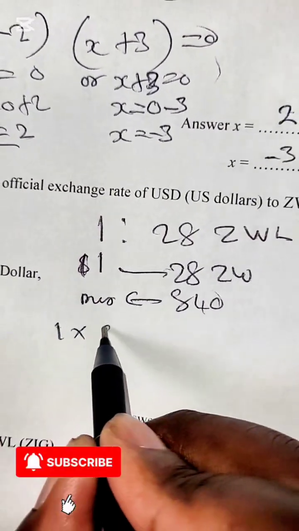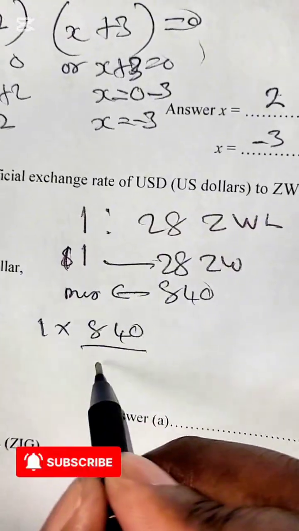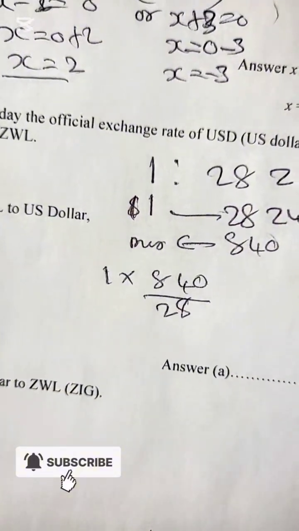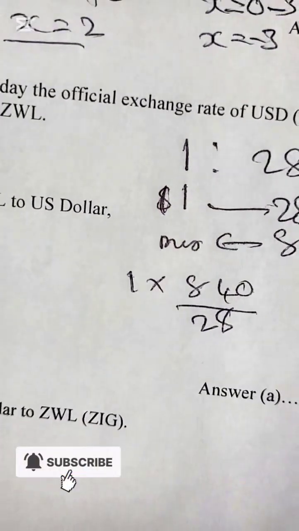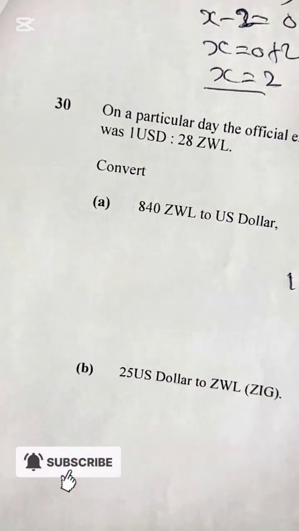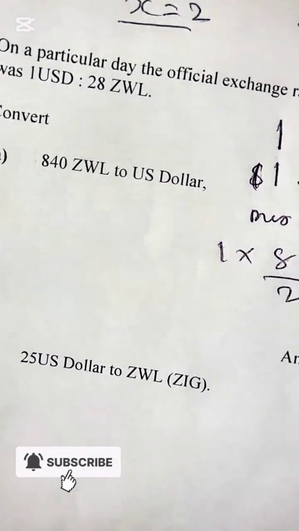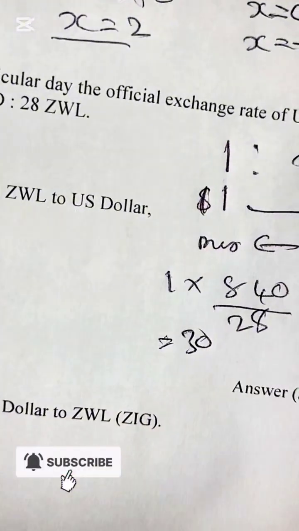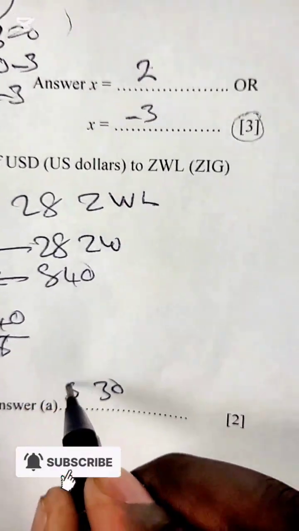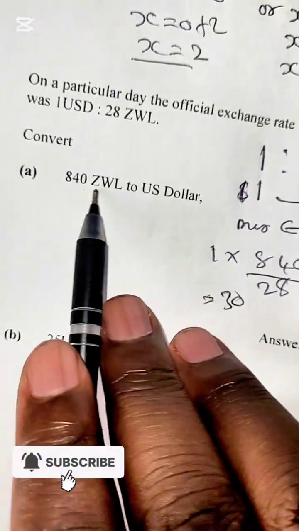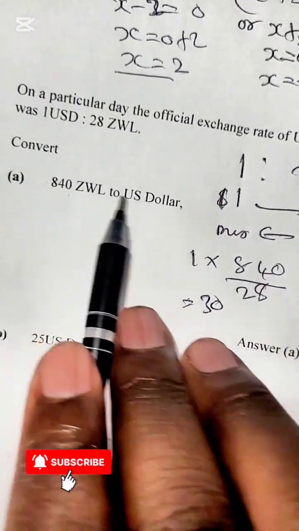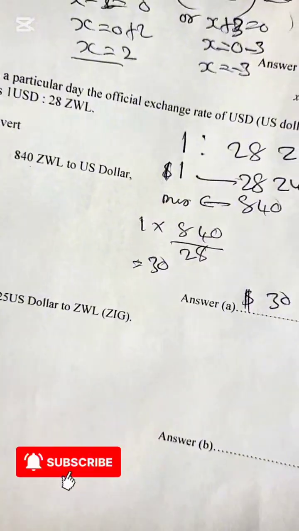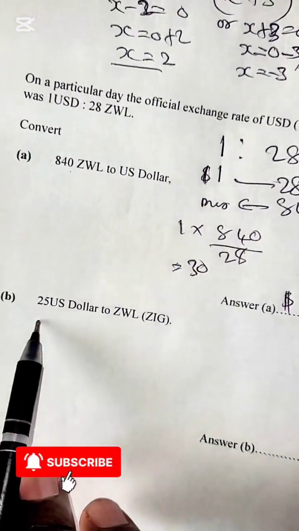So 1 multiplied by 840 over 28. Okay, so it's 840 divided by 28. We get 30. So it will be 30 US dollars. Convert 840 ZiG to US dollars is $30 according to the exchange rate of that day.